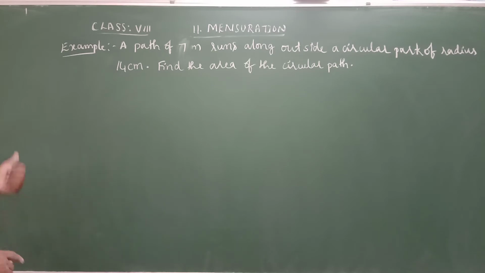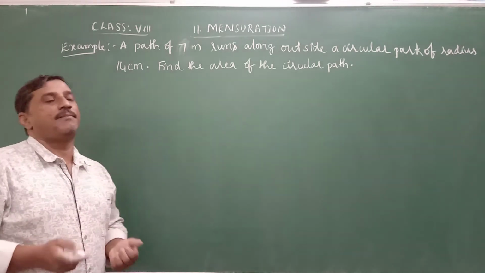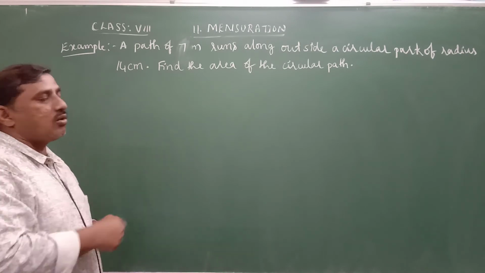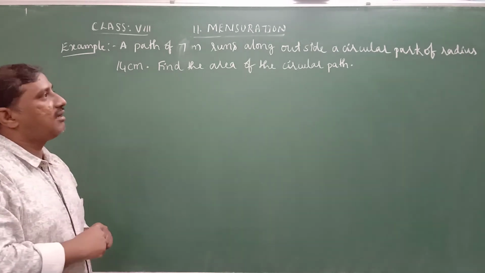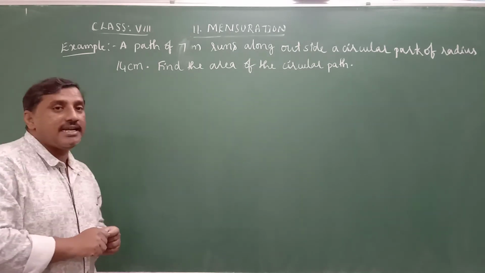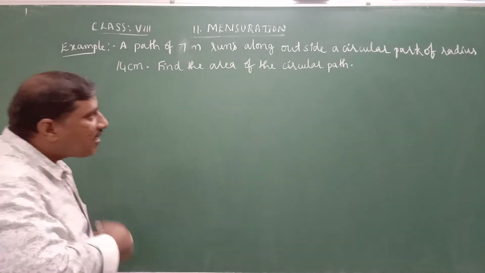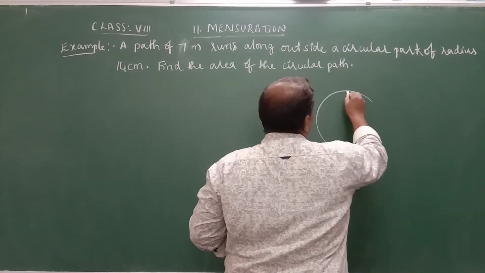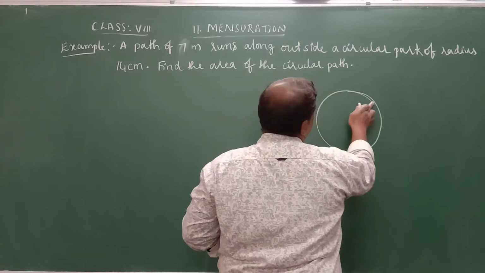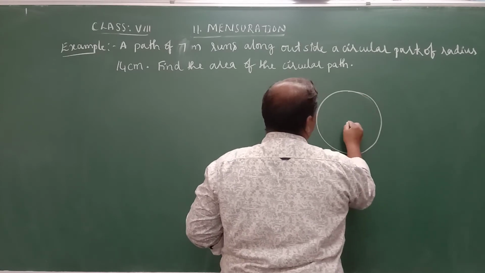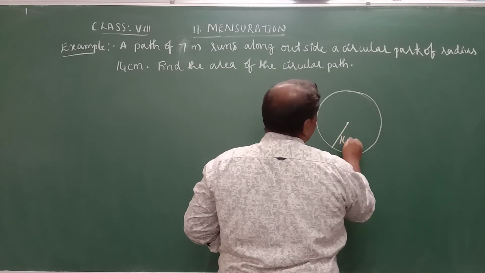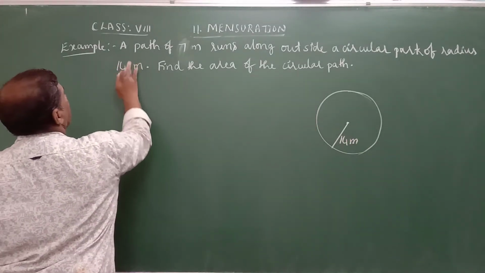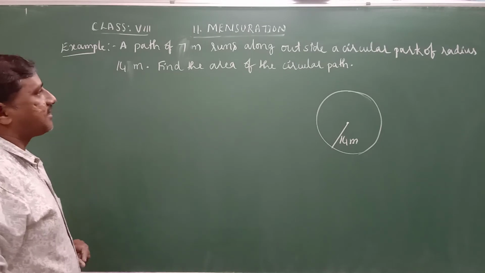Now we will discuss one example for a circular path. A path of 7 meters runs along outside a circular path of radius 14 meters. Here a circular path is there whose radius is 14 meters, not centimeters. The path will be bigger. So it is 14 meters.